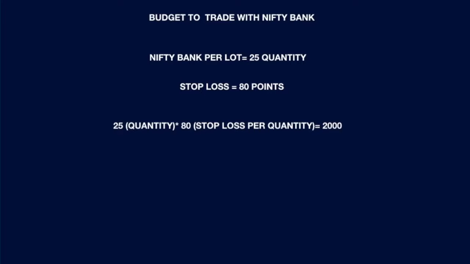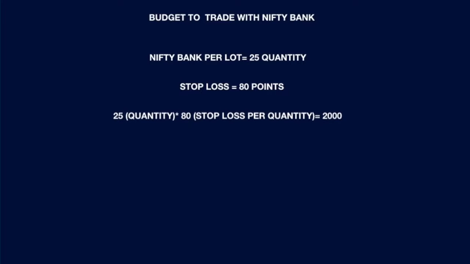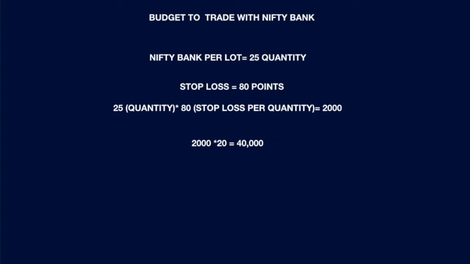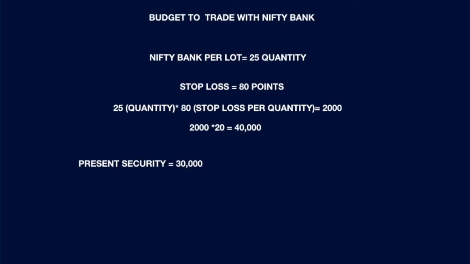There are 20 trading days in the month. So 20 days into 2000 rupees is 40,000 rupees. Traders, now tell me, a person whose salary is 50,000 rupees per month, will he have the capacity to risk 40,000 rupees in a month? For sure he cannot, right? We cannot compromise on a present security of 30,000 because what will he do for his rent and food? He cannot compromise on his future security of 10,000 rupees also because his future has to be secure.